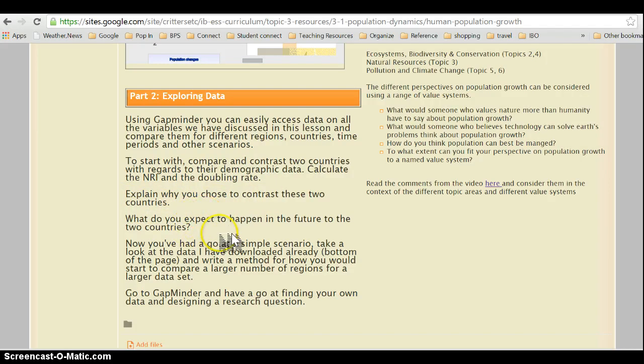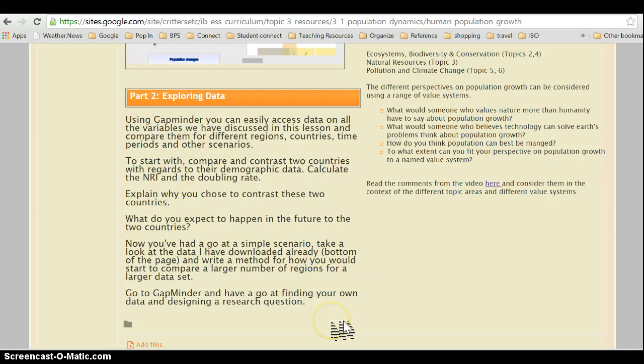I want you to predict then what's going to happen in the future to the two countries, what's going to happen to the old people, what's going to happen to the population as a whole, what's going to happen to the health or the economic health of the country. Now take a look at a wider range of data and think about how would you go about setting up a study. Perhaps I ask you to compare 20 countries, 10 of one type, 10 of another type. How would you go about that? What kind of data table would you draw? What kind of graph would you draw?